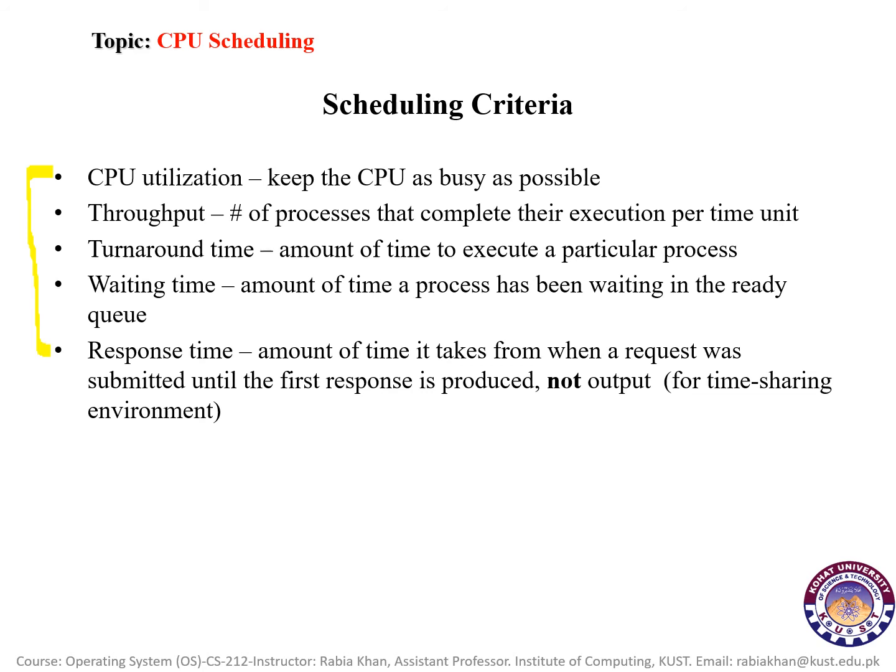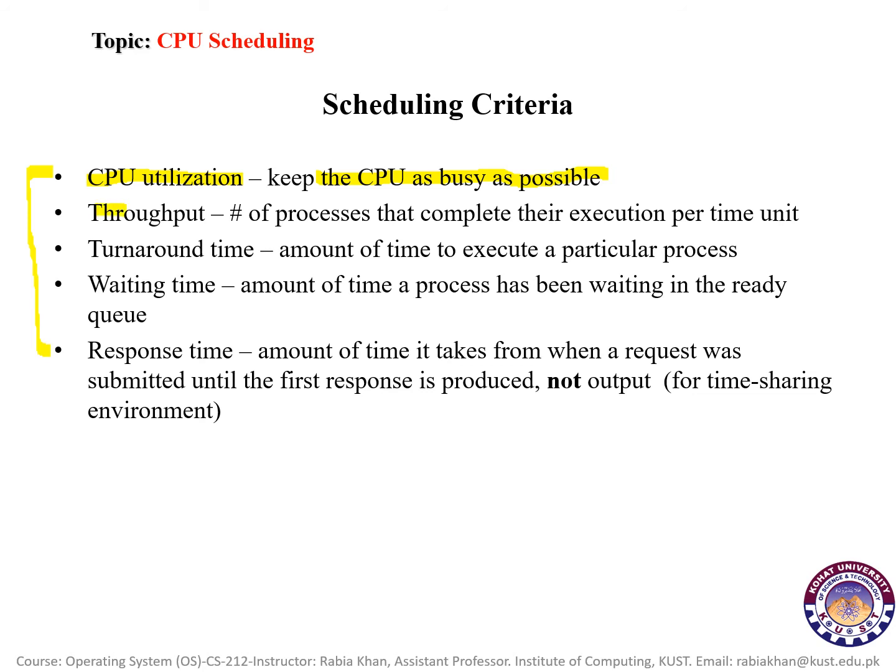What are these criteria? The first one is CPU utilization. That means we need to keep our CPU as busy as possible. CPU utilization should be maximized. The more delays an algorithm shows, the more CPU utilization is reduced. That means the CPU would remain more idle, which is quite expensive. So an algorithm which keeps the CPU as busy as possible is considered more efficient.